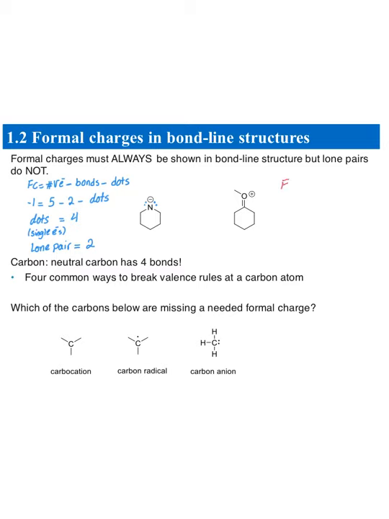So if you do the math, it's number of valence electrons minus bonds minus dots. The formal charge is +1. Oxygen is in group 6, so 6 valence electrons. And the number of bonds, you can see 3 bonds there, minus the number of dots. If you do the math, the answer would be 2. So it has 1 lone pair.